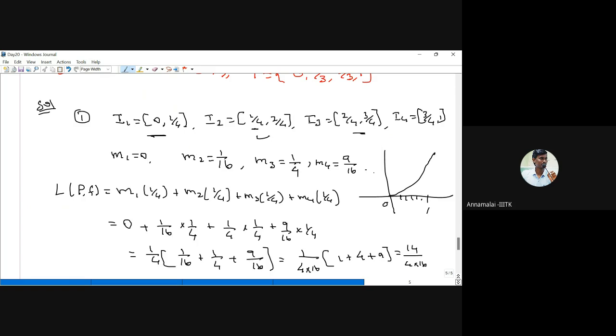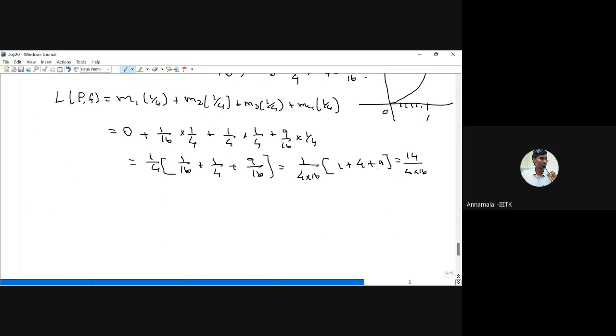Now, finally you have to simplify. So this we can cancel by 2. Therefore, 7 by 32. Right? So this is the lower sum of this one. Now, what is the upper sum?